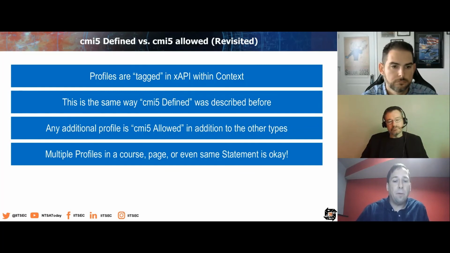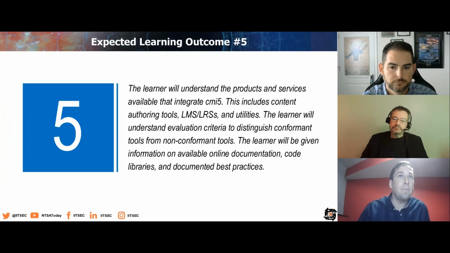So for adding other profiles, you would use this exact same procedure, except you would need both the cmi5 allowed and whatever profile you are using. And you would simply add that to the context activity for each of those profiles that you want to use. This use of multiple profiles is allowed. Of course, you can do it within a course page or even the same statement. It allows us to track interesting things and to get out of the paradigm of distributed learning courses.